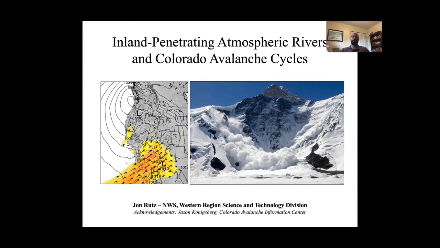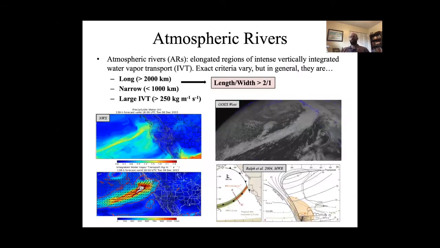I'm going to be talking today about inland penetrating atmospheric rivers and the relationship that they may have on Colorado avalanche cycles. I'd like to acknowledge Jason Koenigsberg from the Colorado Avalanche Information Center. He's provided me with a lot of the data and a lot of meaningful discussions that have gone into this very preliminary analysis.